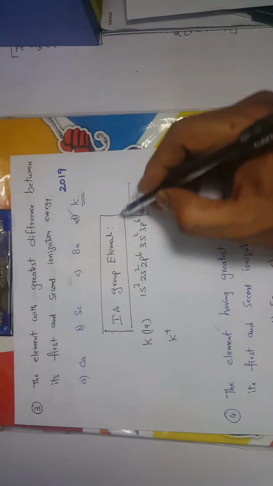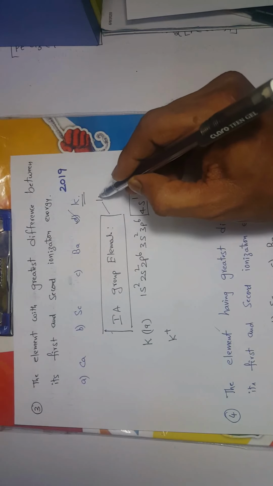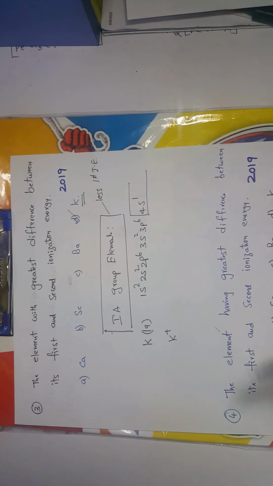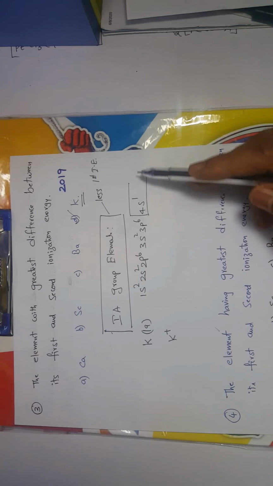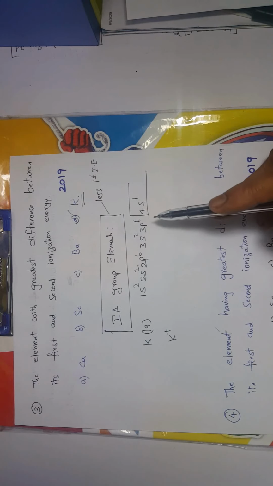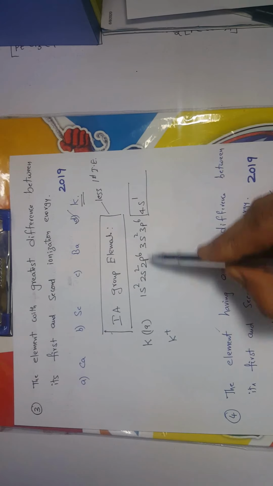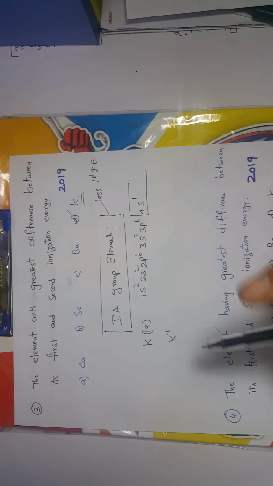That's why first group elements have very low first ionization energies. They are ready to lose the electron, because if they lose one electron they get the octet or noble gas configuration. That's why first ionization energy is very, very low.